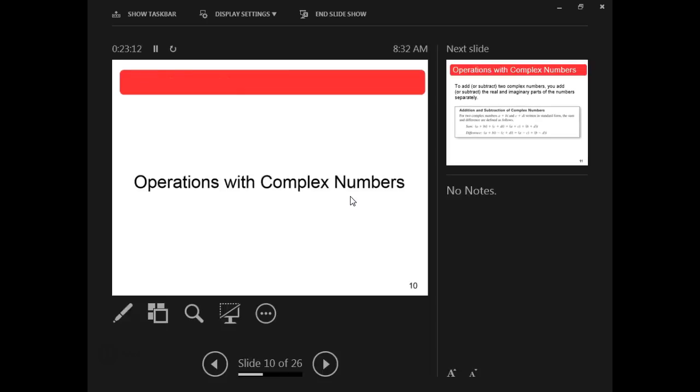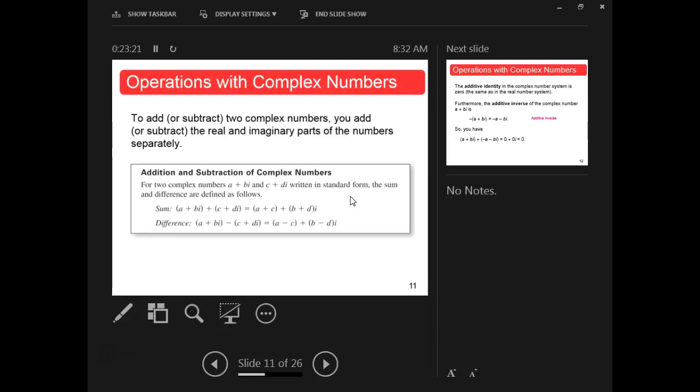So let's talk about some of the operations with complex numbers. And these are pretty simple. Okay? And I think pretty much like you would expect. To add or subtract two complex numbers, you add or subtract the real parts, and you add or subtract the imaginary parts separately. Okay? It's just like terms and unlike terms. You don't combine 3 and 4x. Those are two separate terms. All right.